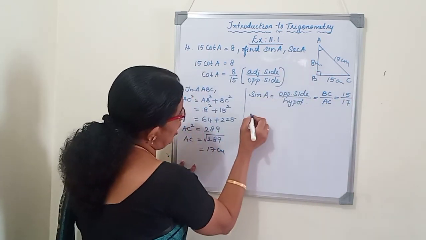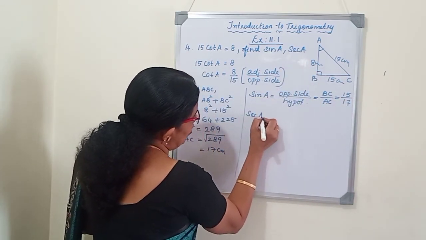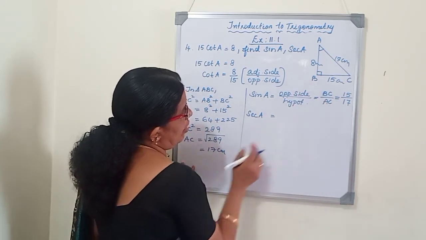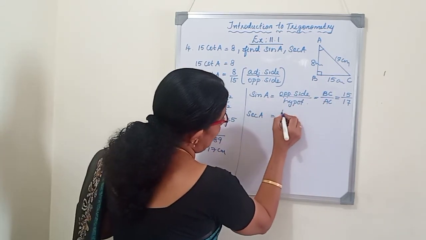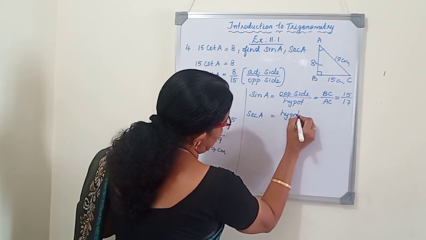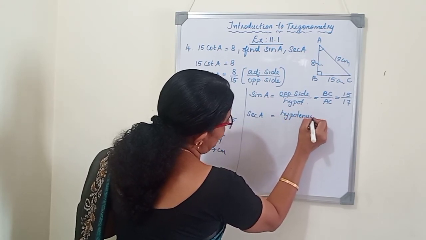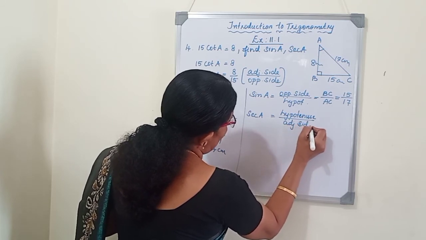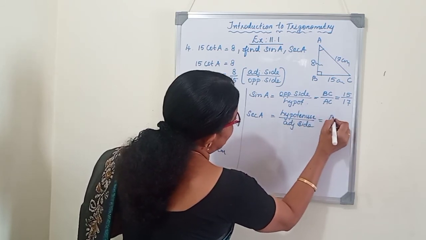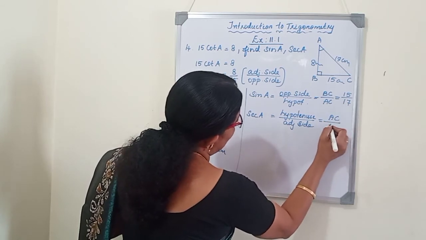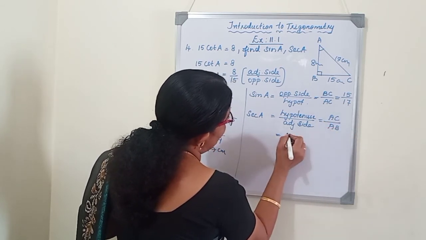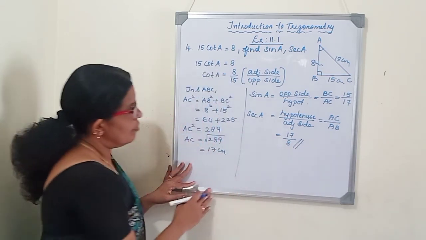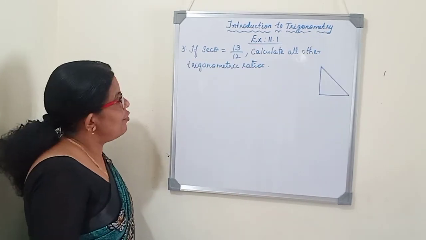And next we have to write sec A. What is the formula for sec A? Cos A is adjacent side by hypotenuse. So, sec A will be hypotenuse by adjacent side. The hypotenuse is AC and the adjacent side is AB. Therefore, 17 by 8.